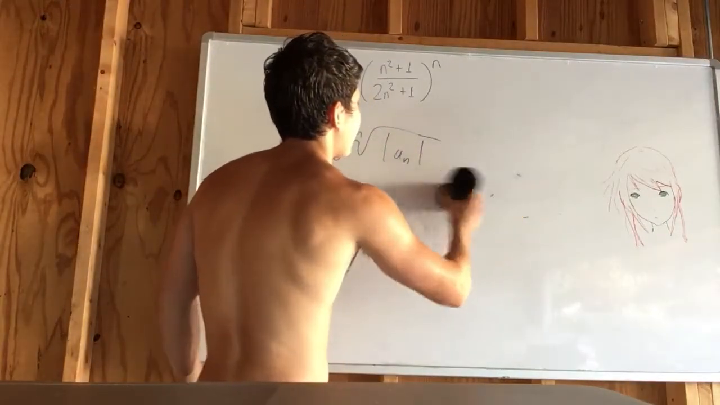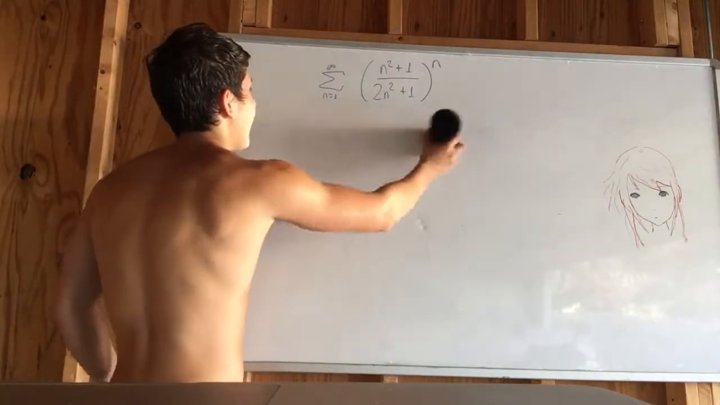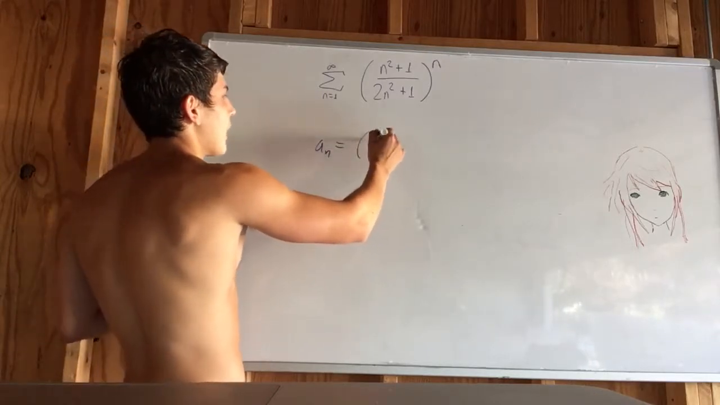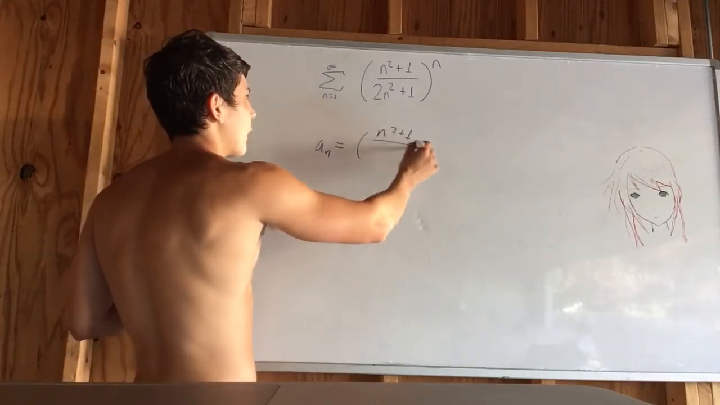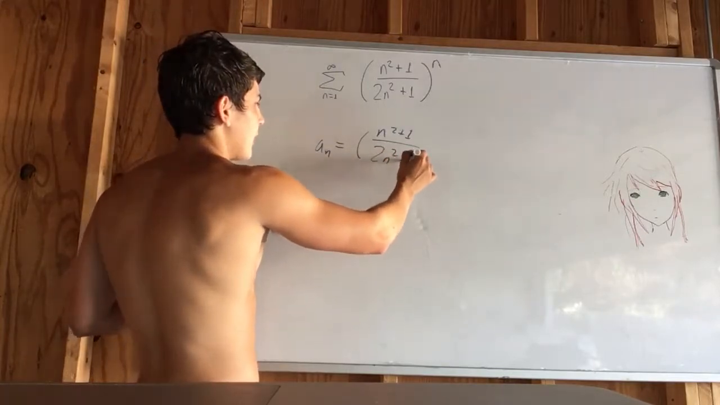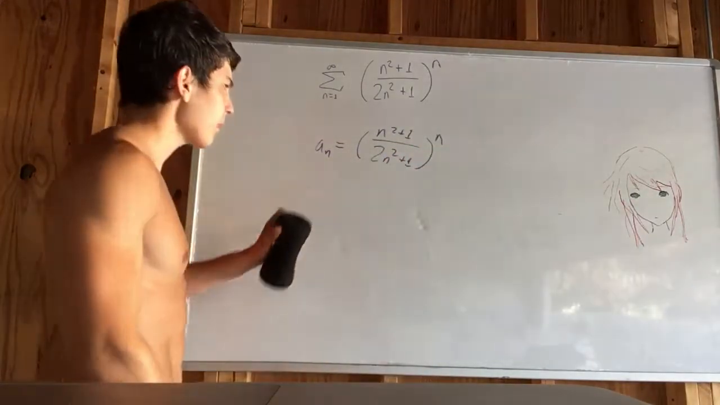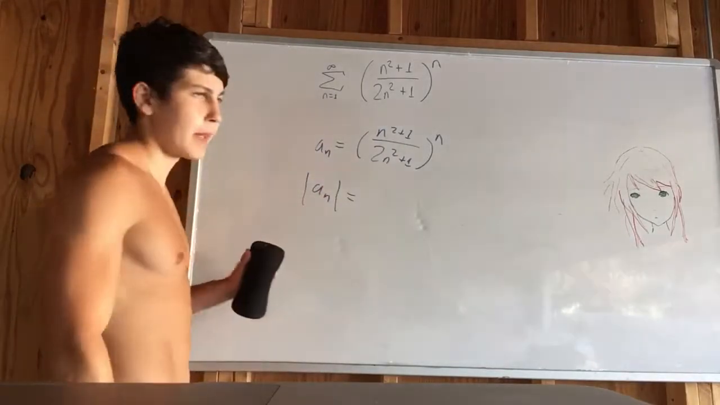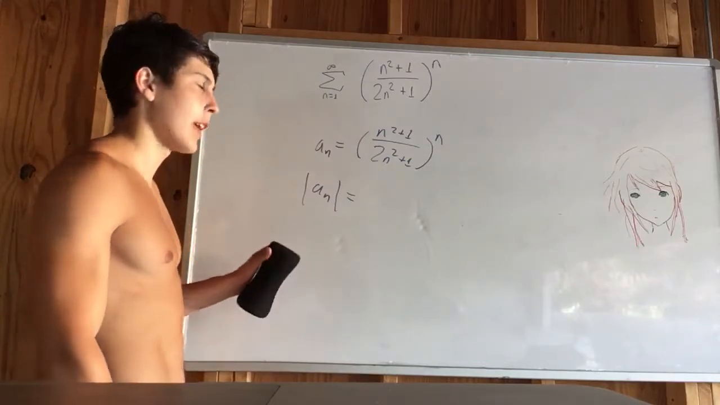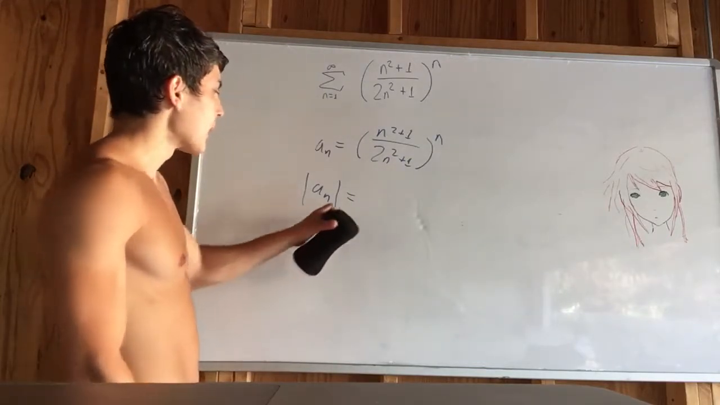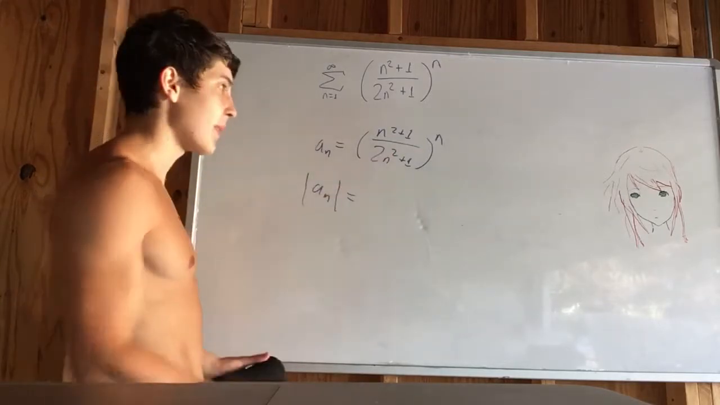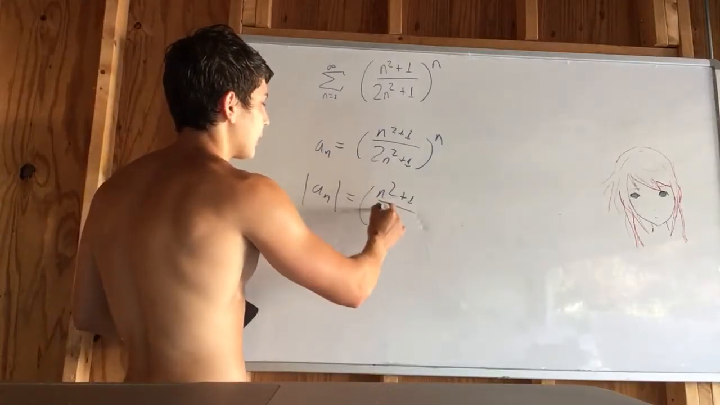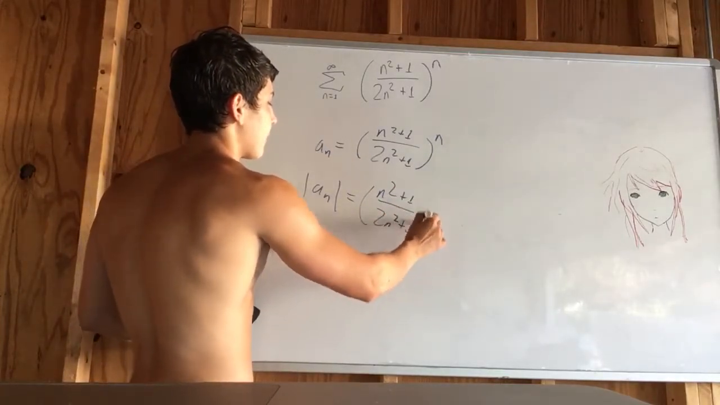So with our series, we have a sub n as that term right here. So a sub n equals (n squared plus 1) over (2n squared plus 1), all to the n. And remember that we were looking at the absolute value taken to the nth root, and then the limit as n approaches infinity of that. So what's the absolute value of this? Well, it's the same thing because it's positive anyway. All terms are positive. So that's what we have.